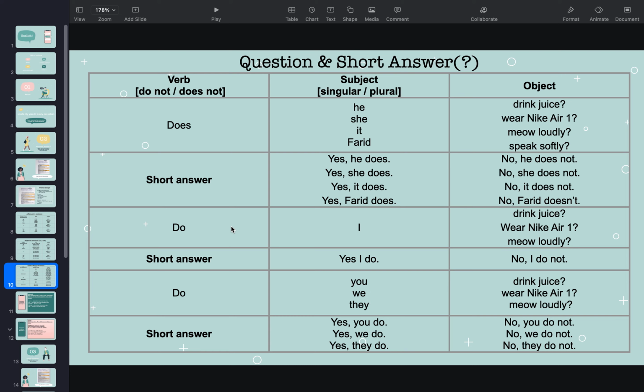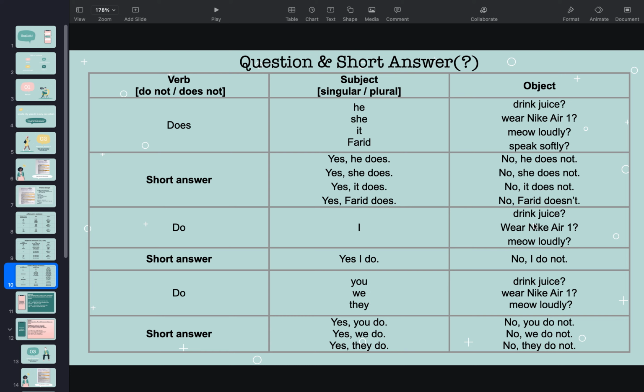Now, do. Do is used for plural noun. Do digunakan untuk noun yang plural. Okay, noun yang plural. Tapi lagi sekali, I ni dia satu orang, tapi penggunaan verb dia sama dengan plural. Contohnya, nak tengok soalan dekat dia sendiri.